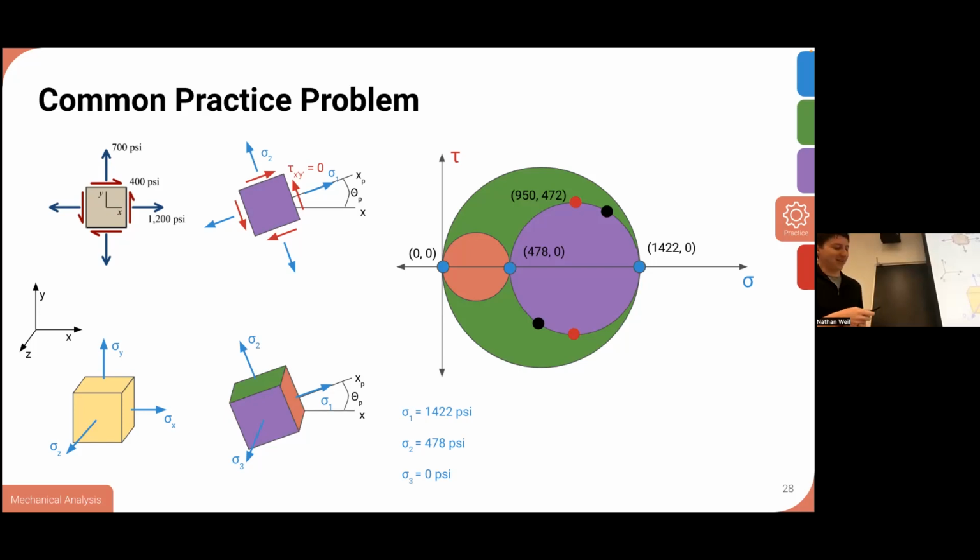Okay, so we have all of our principal stresses, all 3 of them. We live in a 3D world. Here's the thing, this is what I messed up on the other slide. What is this red dot? This is our max shear, but it's max shear in the purple plane. What's the max overall shear for the whole thing? The top of the green one.